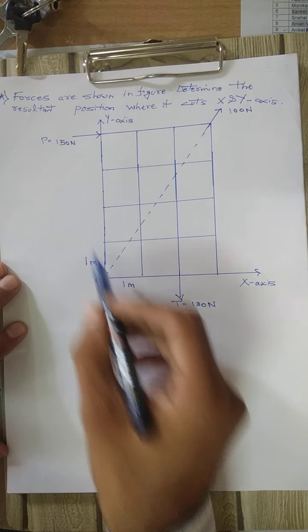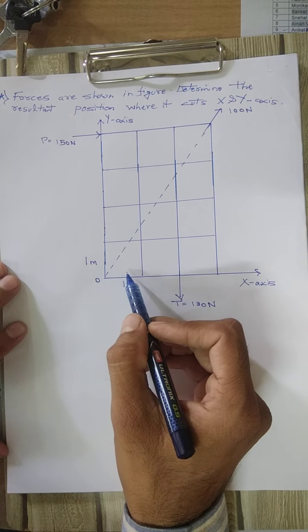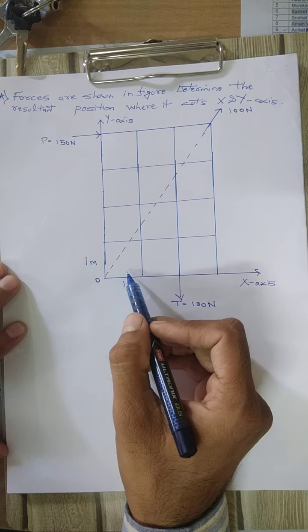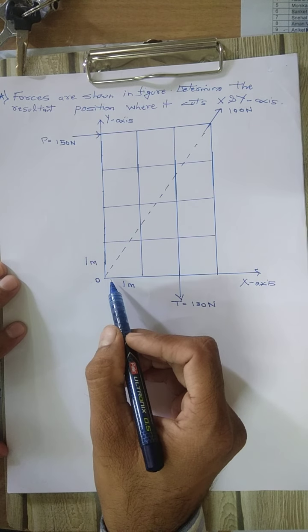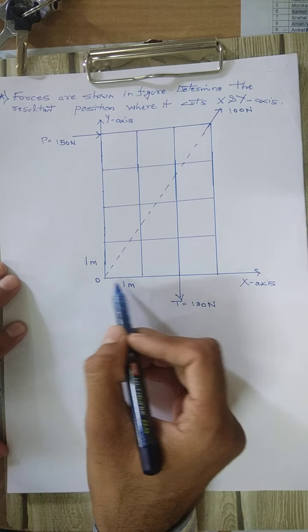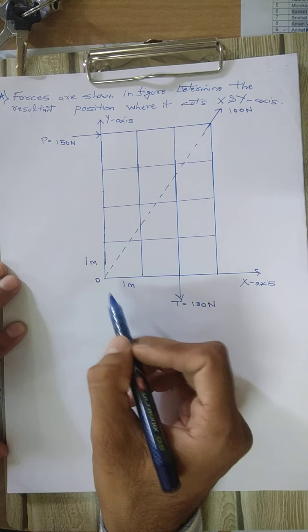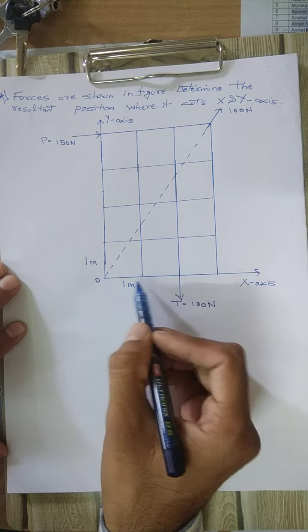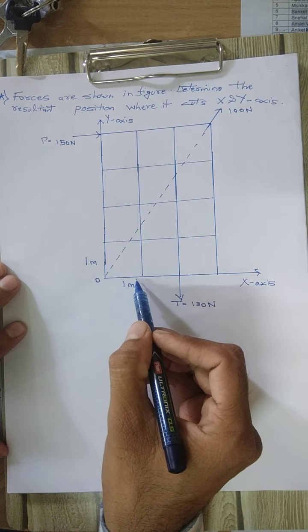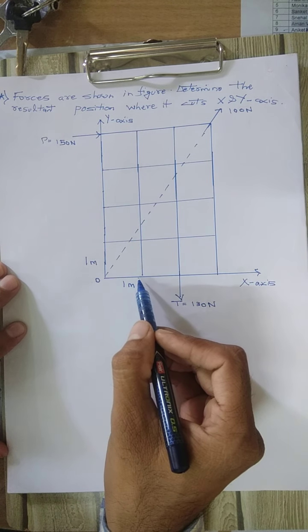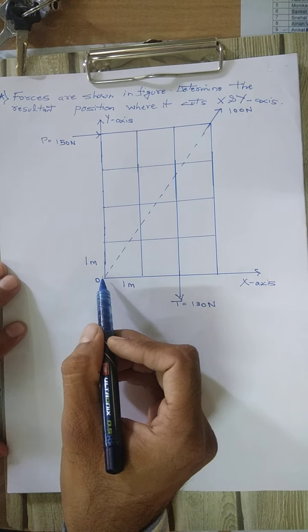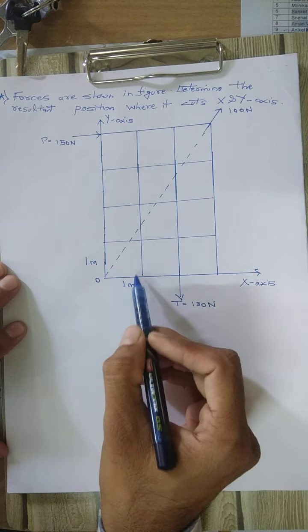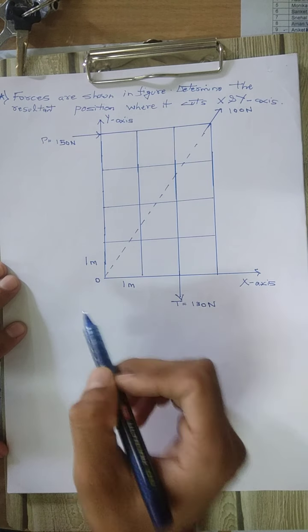This is a rectangular grid. It is as good as a graph in which the distances have been mentioned. The size of one square block is 1 by 1. Along the x direction it has a dimension of 1 meter, so the size of one block is 1 meter. What about the y direction? It is also 1 meter. So the size of one square block is 1 by 1 meters.